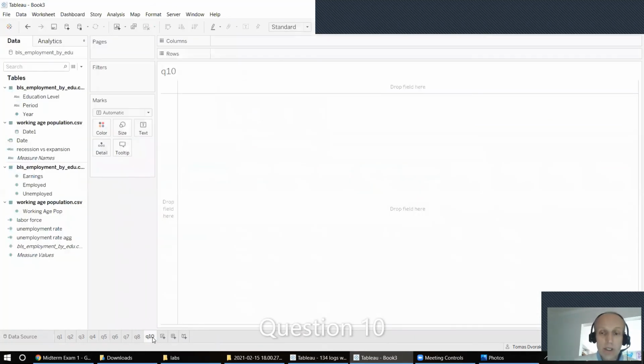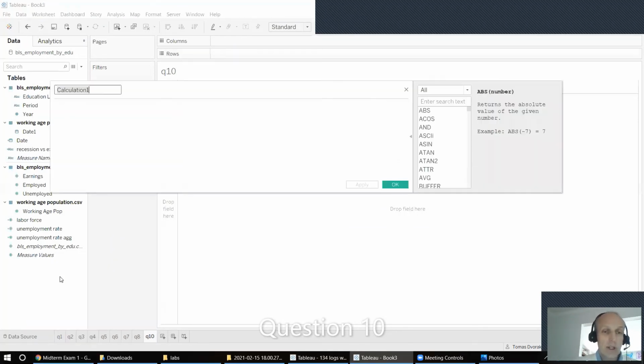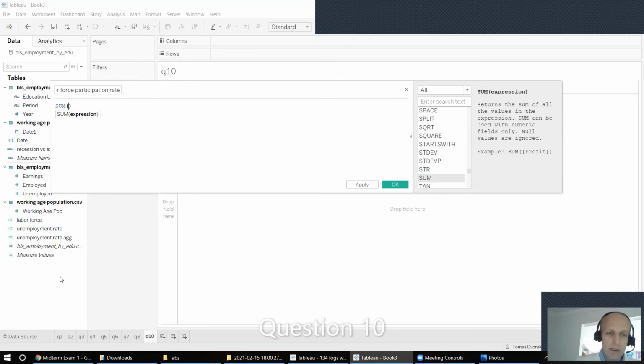In question 10, we're supposed to plot the labor force participation rate. So let's create that labor force participation rate. And this is going to be an aggregate calculation. We want to take the sum of the labor force because we want to aggregate across all the education levels. So we want to add the labor force across different education levels.